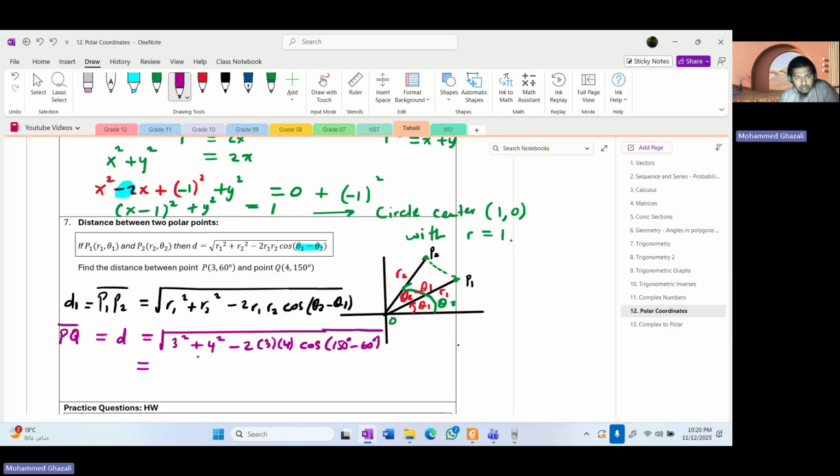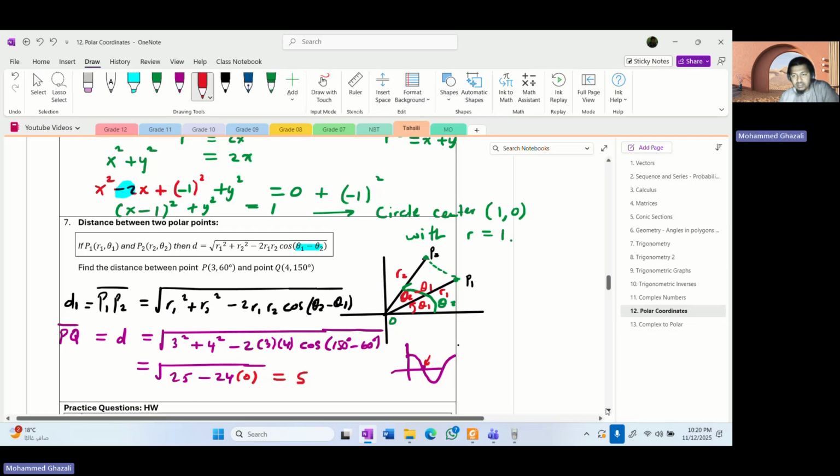Now, square root of 3 squared plus 4 squared, right? So that's 25 minus 2 times 3 times 4 is 24. And what is cos of 90? Remember the cos graph? Starts from there, comes down, and there. Cos of 90 is 0. That's the important point in the cos graph. So not minus 0, times 0. So 24 times 0. So you just got square root of 25, which is 5. So the distance between these two polar points, PQ, is equal to 5.